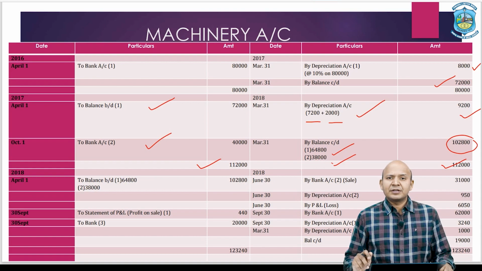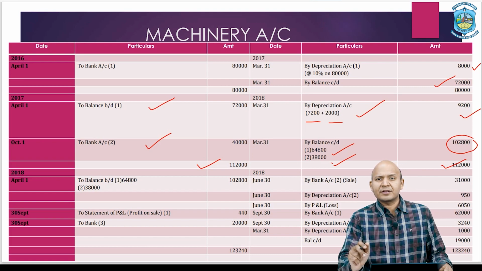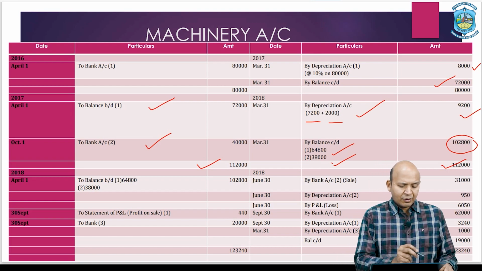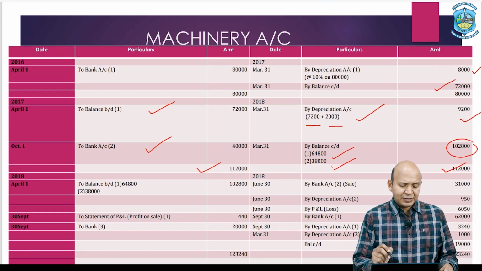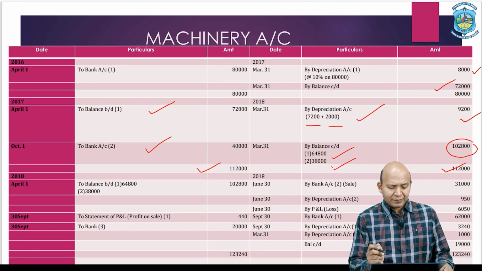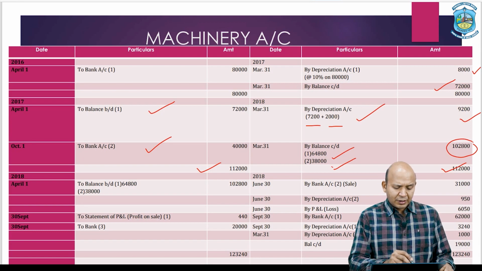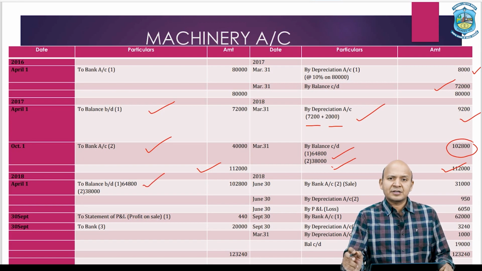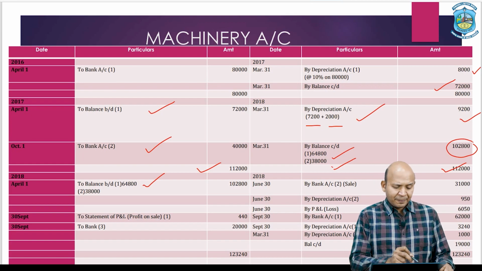Now comes the entry for the last year. As I said, whatever is the closing balance in the last year will become the opening balance in the very next year. On 1st April 2018, we need to transfer the closing balances of the previous year. So, to balance brought down, machine 1 it is 64,800 and machine 2 it is 38,000.